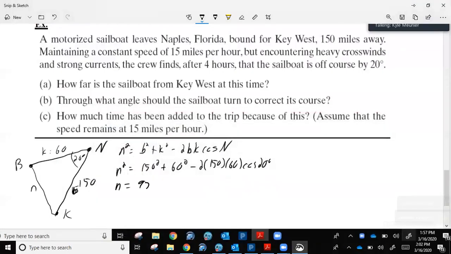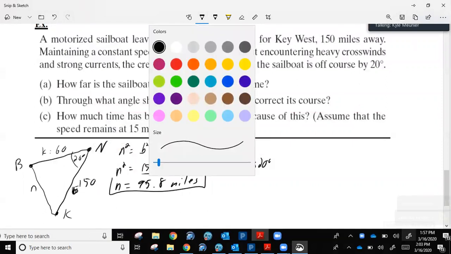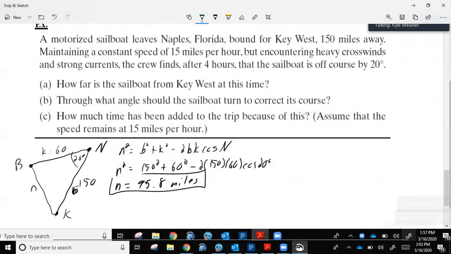N equals 95.8 miles. So that tells us side N. Part B, through what angle should the sailboat turn to correct its course? So our sailboat is moving along the green dashed line I just put in. We want to turn to get back to Key West.